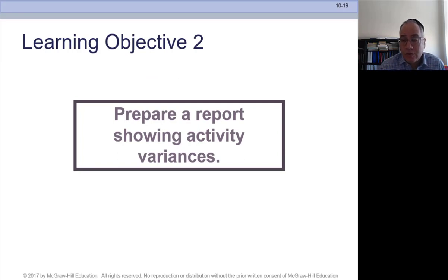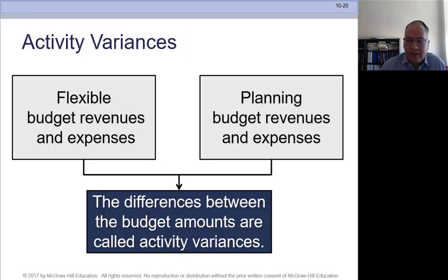Learning objective 2 is to prepare a report showing activity variances. And activity variances are the difference between your planning budget, which in this case was 1,000 units, and your flexible budget, 1,100 units. And this is what we would expect to happen if you make an extra 100 units, or whatever the change in activity is going to be.